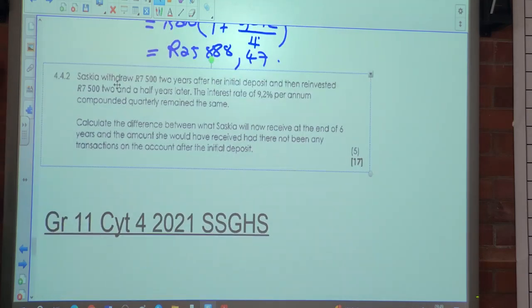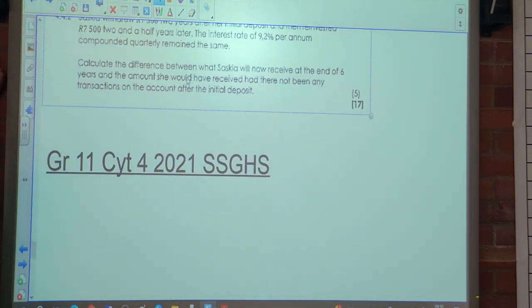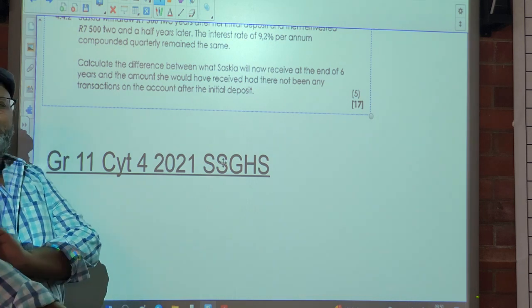So that was for 6 years, no? Okay, so the next part, 4.4.2, we are told Saskia withdrew 7,500 rand after her initial deposit, and then reinvested 7,500 rand 2.5 years later. The interest rate is 9.2% per annum compounded quarterly. Calculate the difference between what Saskia will now receive at the end of 6 years and the amount she would have received had there not been any transactions on the account of the initial deposit.